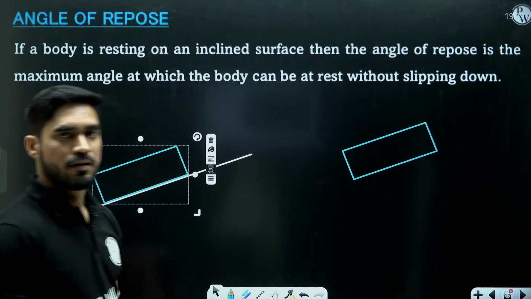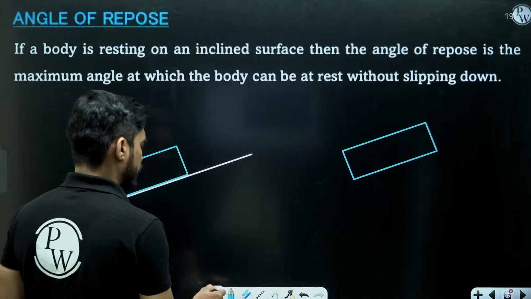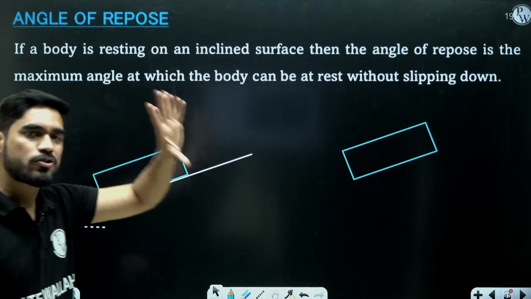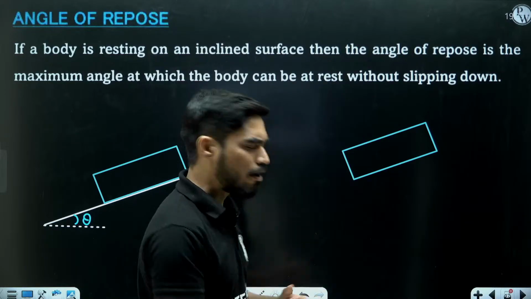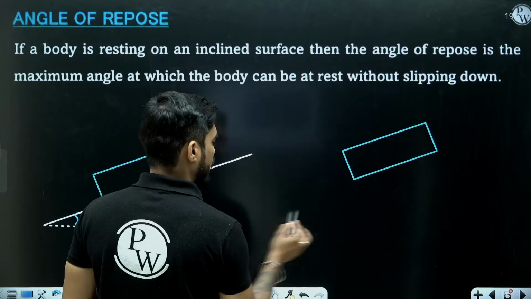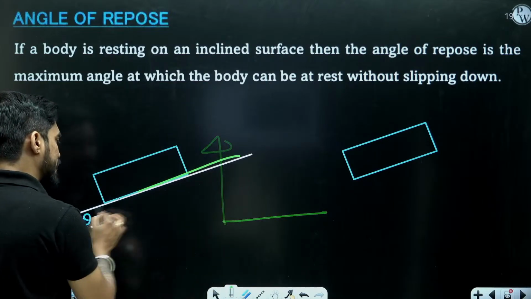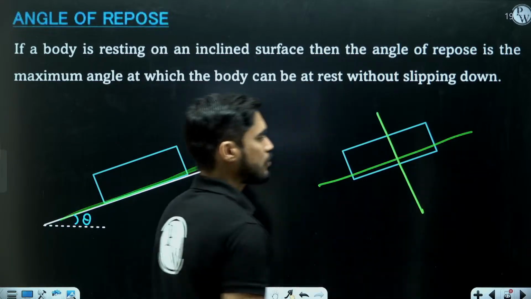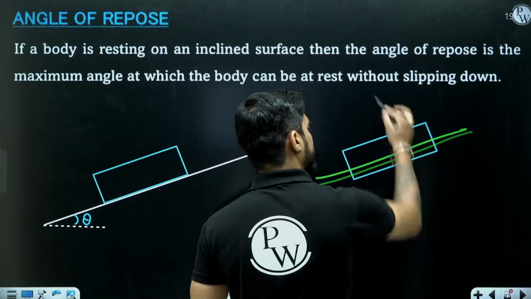Now here I will give you a very important tip. Whenever you are solving problems where the body is resting on an inclined surface, always resolve your forces normal to the surface and parallel to the surface. Till now we were resolving the forces in horizontal and vertical direction, right? But whenever the body is resting on an inclined surface, resolve the forces normal to the surface and parallel to the surface, not in x and y direction.